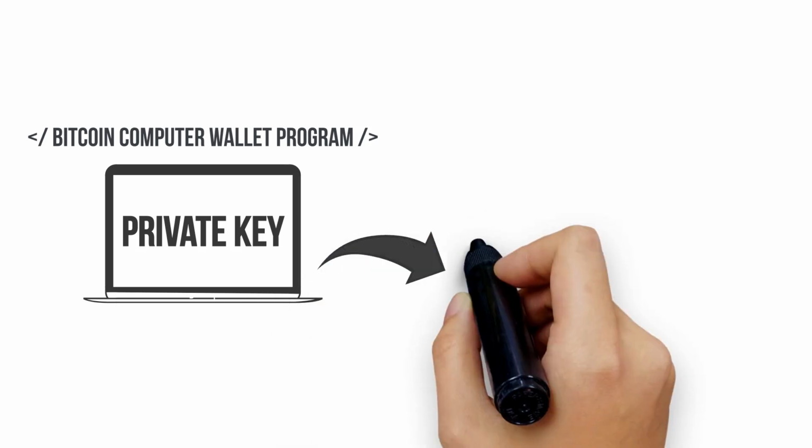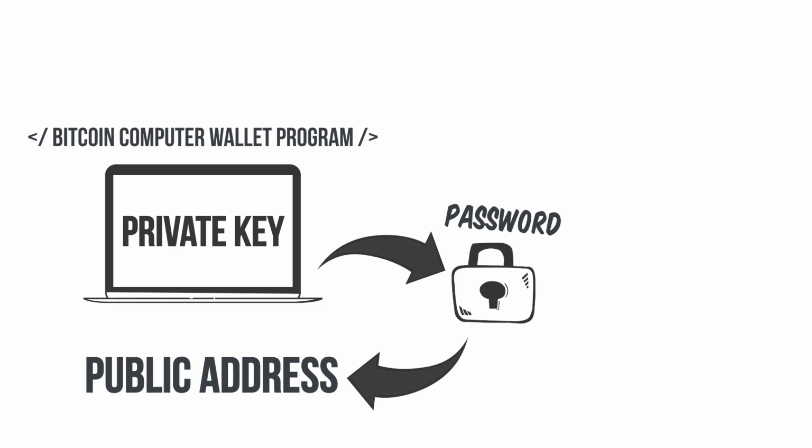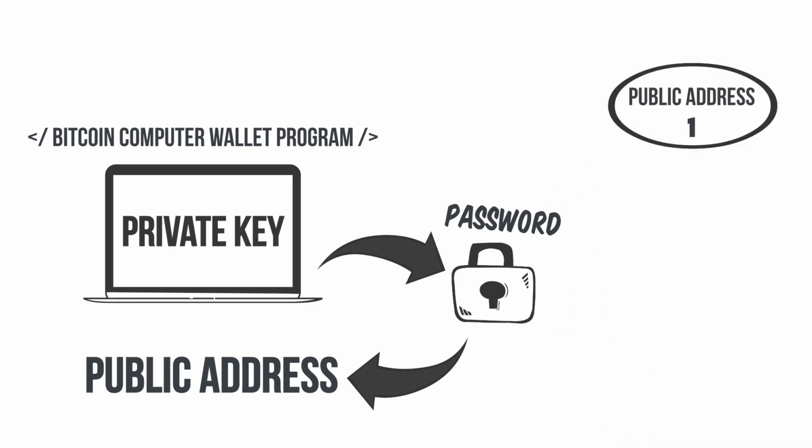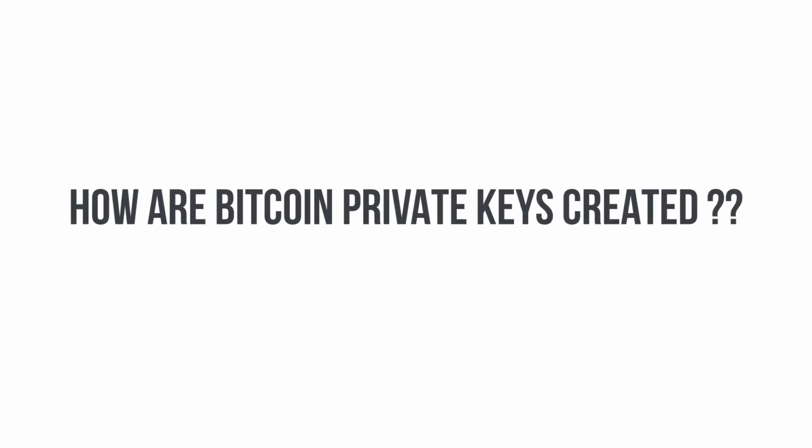This Bitcoin private key is like a password to your Bitcoin public address that lets you send the Bitcoins from the Bitcoin public address you currently own to another person's Bitcoin public address. So, how are Bitcoin private keys created? This is where the magic starts.